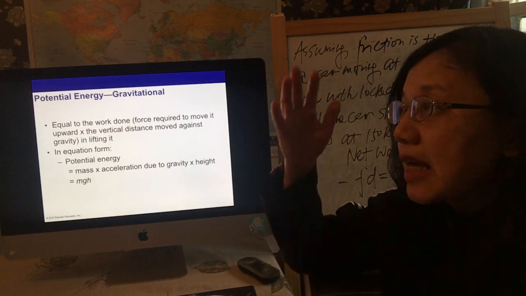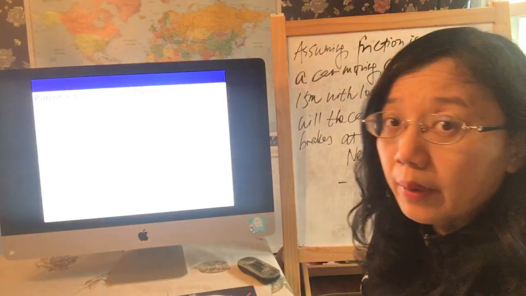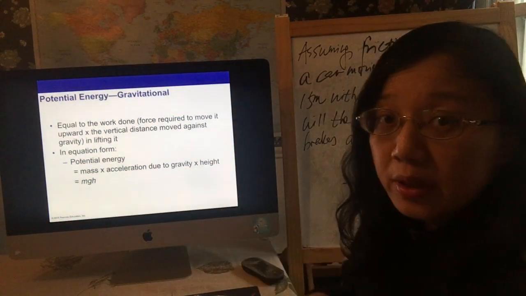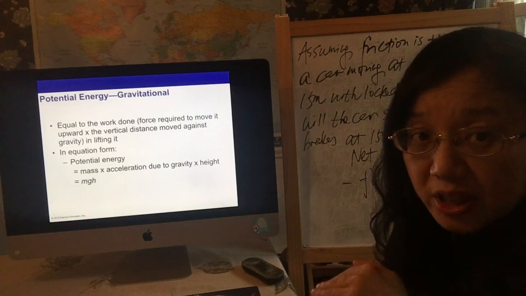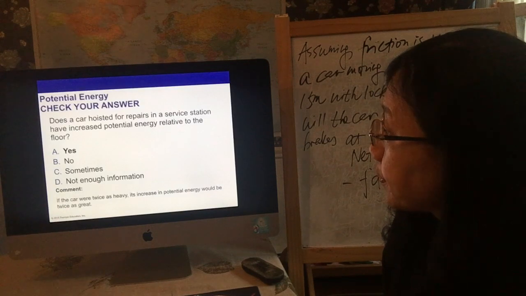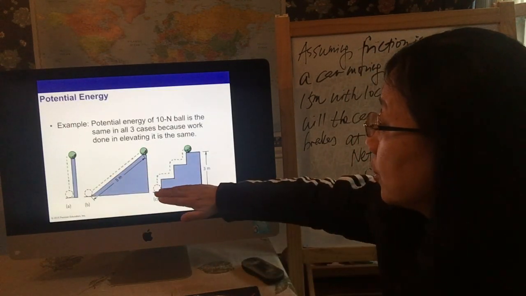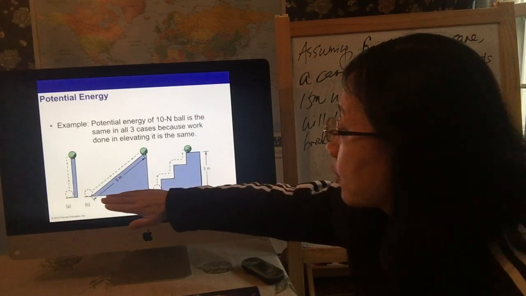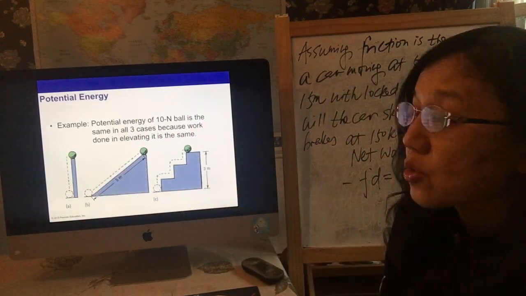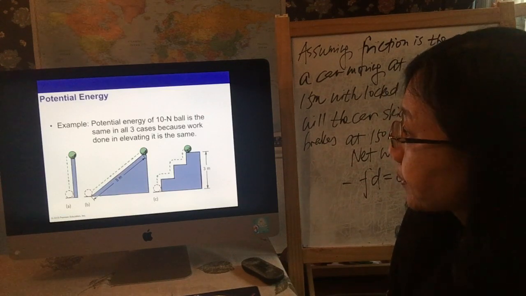So when something is elevated, we can calculate potential energy using this equation. We talked about how important it is to understand how we find the height, because we need to use a reference point to calculate the height. Like this case we talked about last class. If you have the reference here, then the height is going to be 3 meters for both cases. It doesn't matter which way you move the object to 3 meters height.